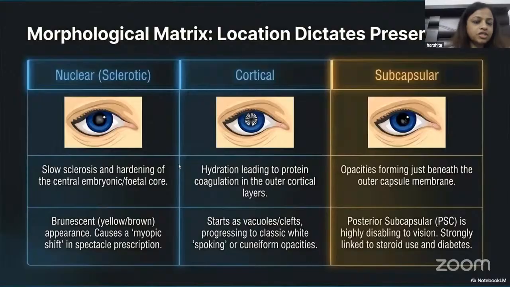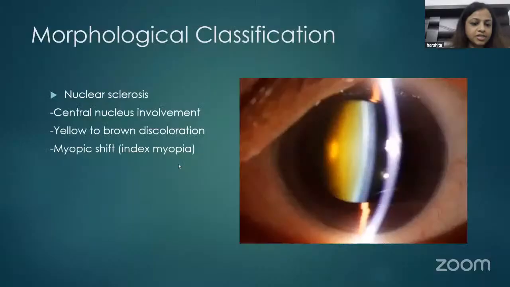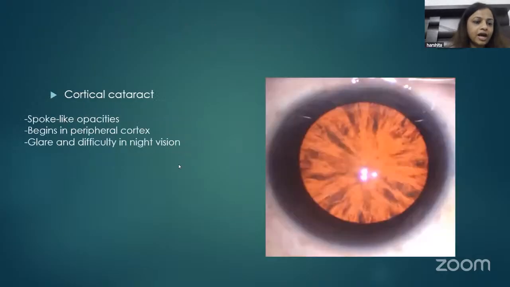Now to describe the morphological classification, that is nuclear, cortical, and subcapsular. I'll be describing this in the subsequent slides. Nuclear sclerosis is basically central nucleus involvement. The nucleus becomes thickened and changes color, with yellow to brown discoloration, that leads to myopic shift.